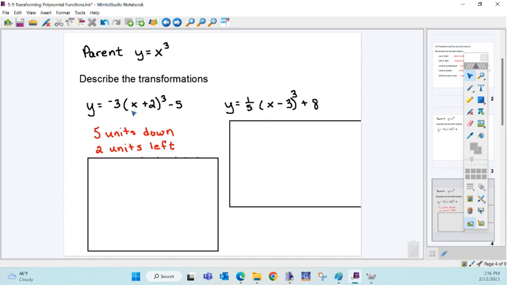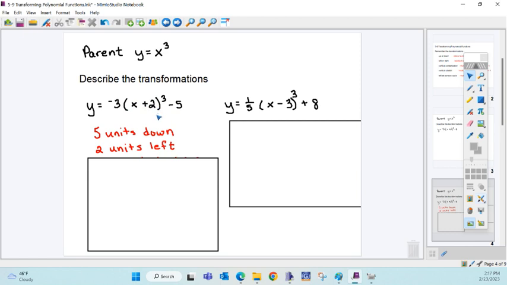So it would be 5 units down because it's negative, -5, right? And this would be 2 units left because -2 plus 2 gives you 0. So that's basically the simple explanation as to why it's 2 units left instead of 2 units right. Don't confuse it.